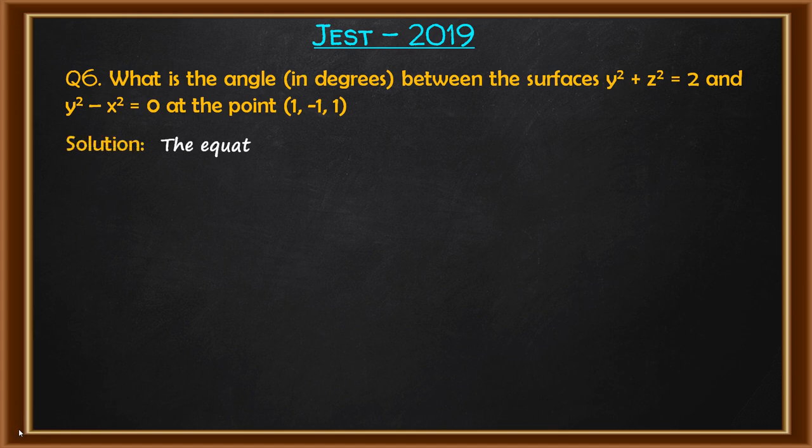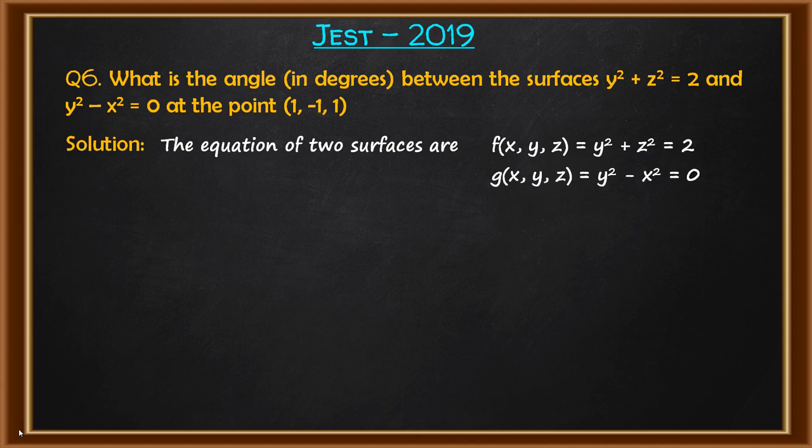Here we are given two surfaces. The first is f(x, y, z), which is y square plus z square equal to 2, and the second surface, let us suppose g(x, y, z), is y square minus x square equal to 0. These are the equations of the two surfaces. We need to find the angle in degrees between the two surfaces at the point (1, -1, 1).